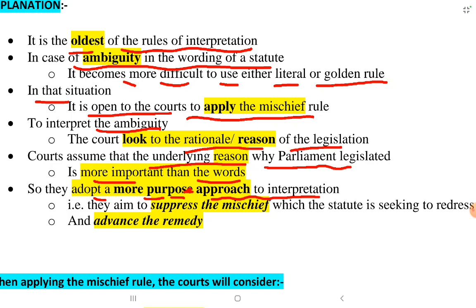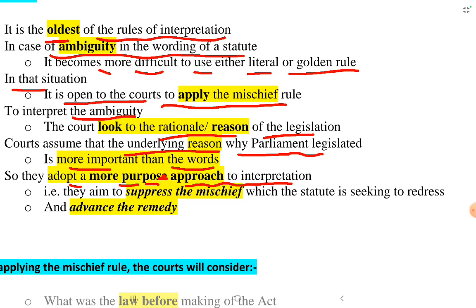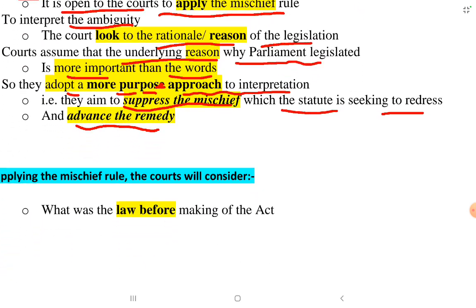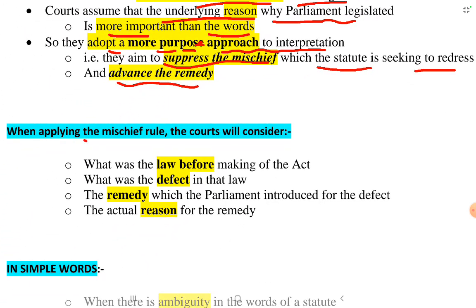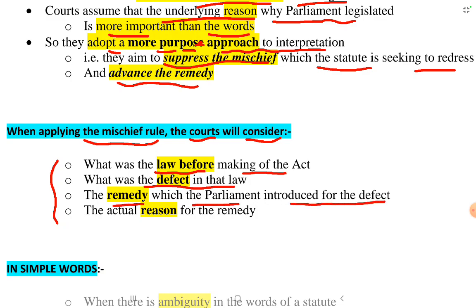It is purposive, not purpose. That is, they aim to suppress the mischief which the statute is seeking to redress and advance the remedy. While applying the mischief rule, the courts will consider the following points. They are: what was the law before making of the act? What was the defect in that law? What was the remedy which the parliament introduced for the defect? And the actual reason for the remedy. These points should be considered while applying the mischief rule.